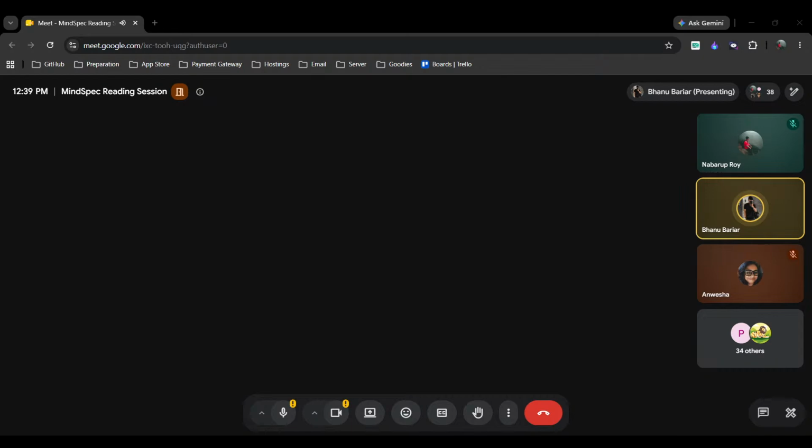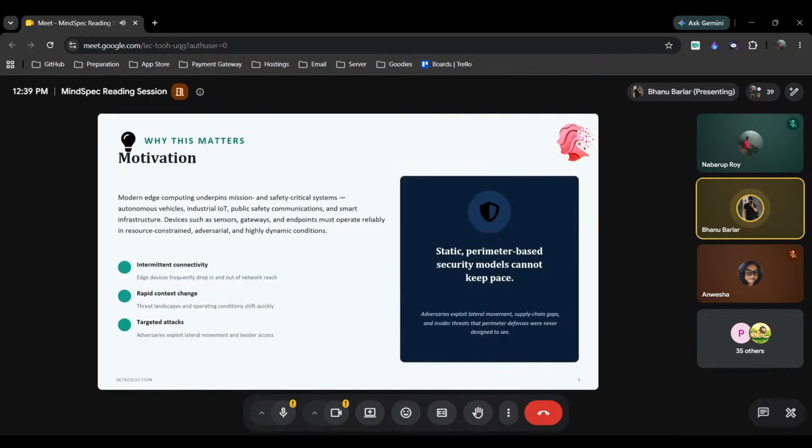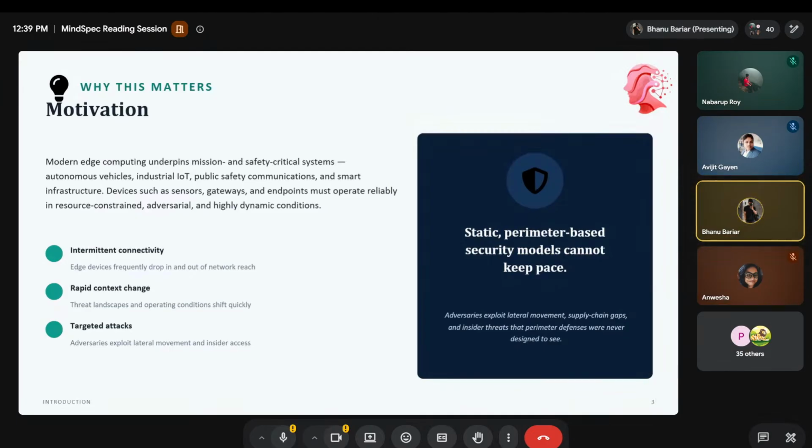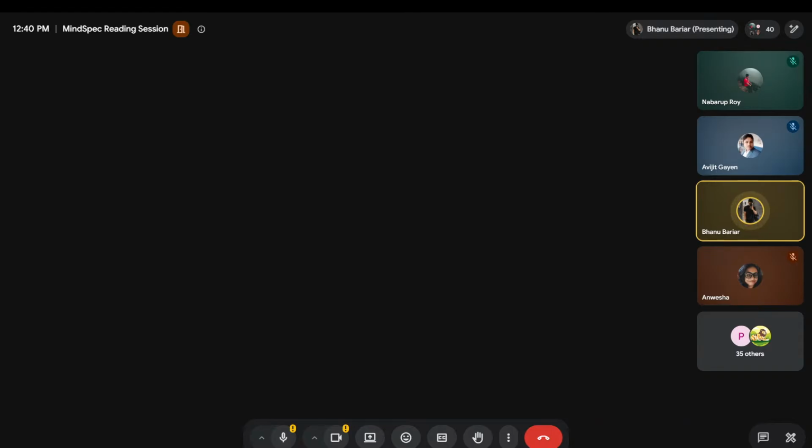The second one is context change. Network conditions, workload, device roles, and threat levels can change frequently, meaning a trust score assigned yesterday may no longer reflect the device's current state.